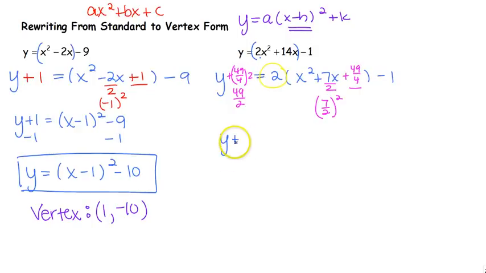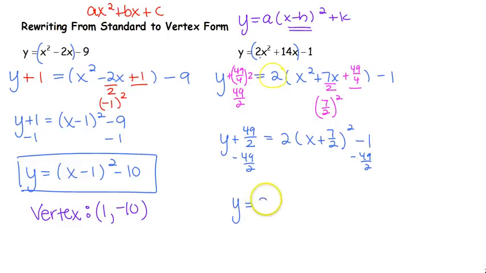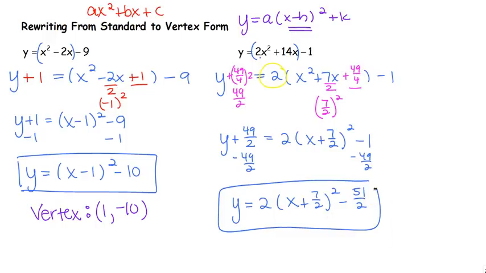So we've got y plus 49 halves on the left-hand side equals 2 times, we factor that perfect square trinomial, which is x plus 7 halves, quantity squared. Remember, this is always going to be that term on the inside. Minus 1. Our last step is to isolate our y value. So a negative 1 and a negative 49 halves, we've got to combine those two together to get y equals 2 times the quantity x plus 7 halves squared minus 51 halves. And that is our equation in vertex form.